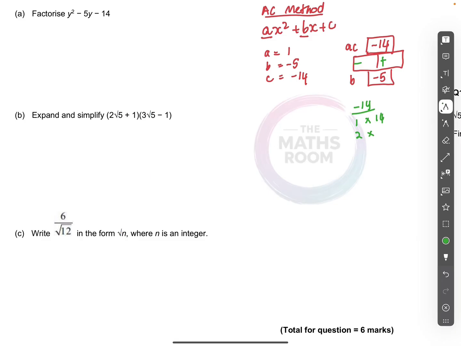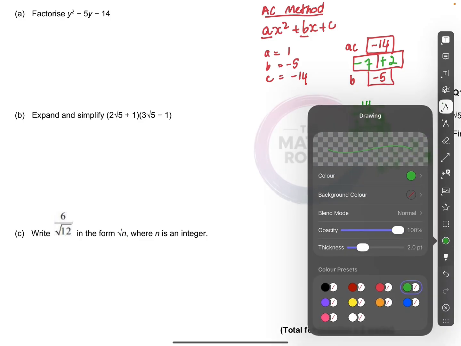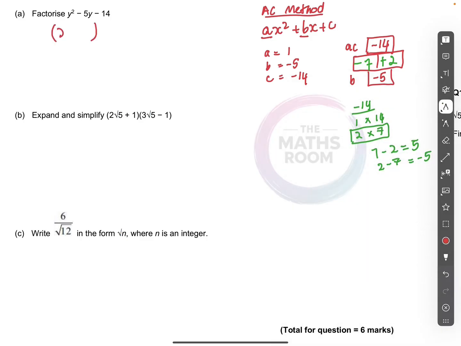I've got 2 times 7. These are factors of 14. Now, the only factors that match when I add or subtract would be 7 and 2. 7 take away 2 would give me 5. 2 take away 7 would give me -5, which is what we need. That means our negative would be the bigger number, 7, and that's going to be it. Now, when you're putting it through, it's literally (x + 2)(x - 7).